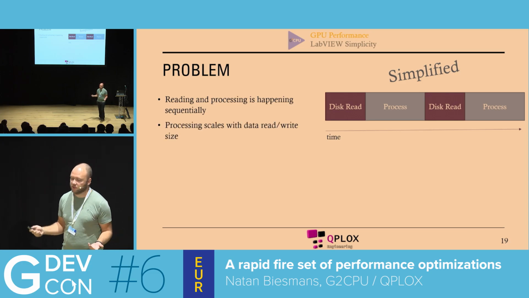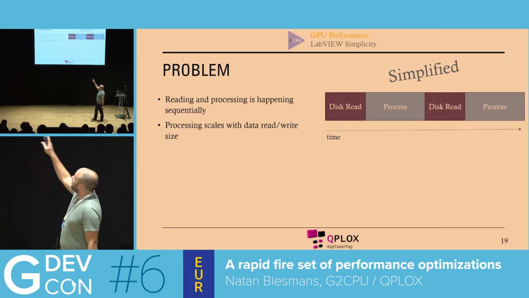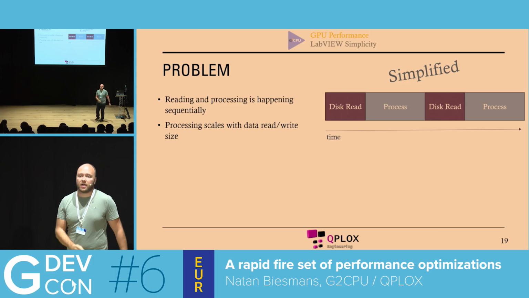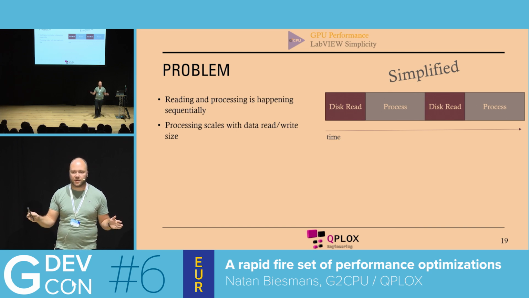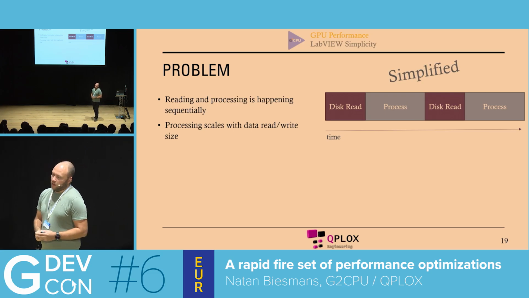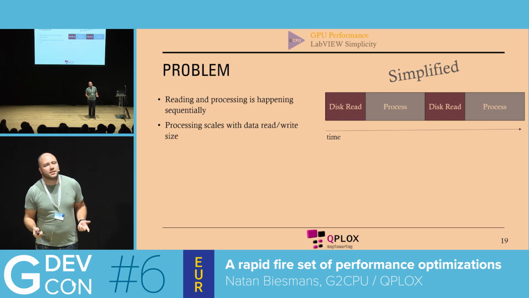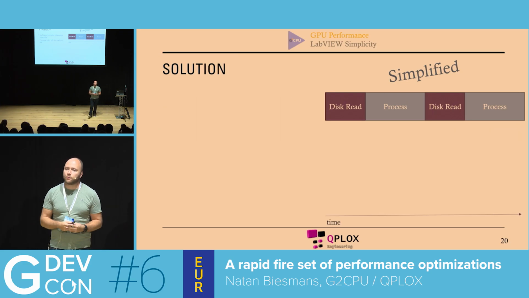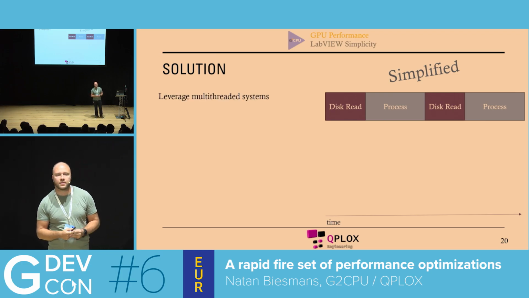That's useless, right? Another problem here is this disk read and processing time scales with the amount of data we're reading or writing. So if it's 100 megabytes or 200 megabytes, the scaling is about the same, so 2 times. Again, simplified. Now, I've learned a long time ago that giving a problem without a solution is just complaining, so let's jump to the solution.